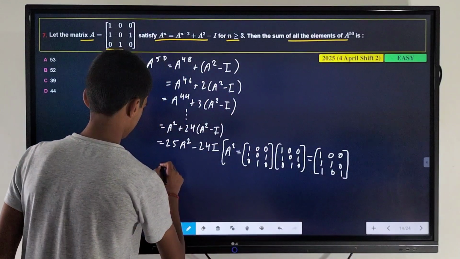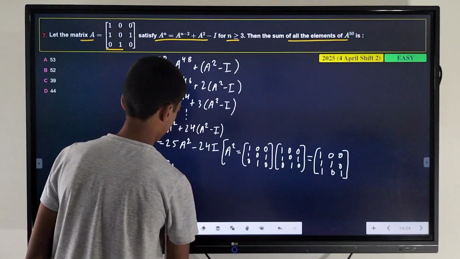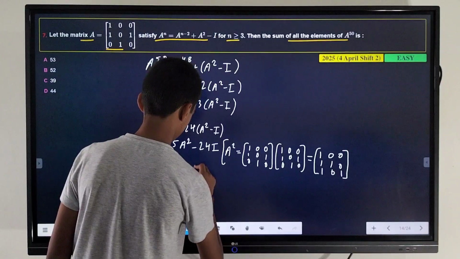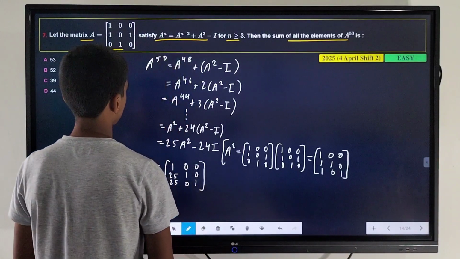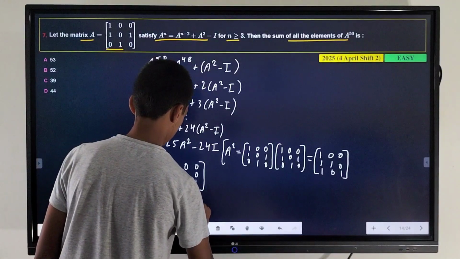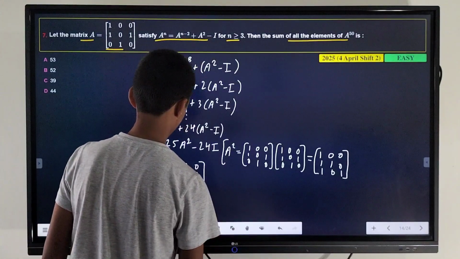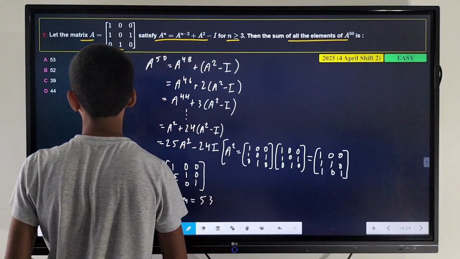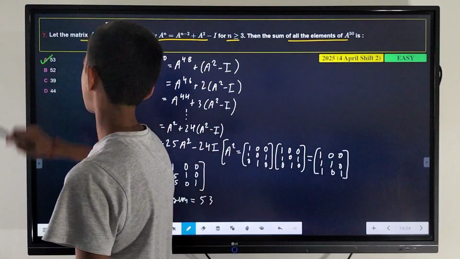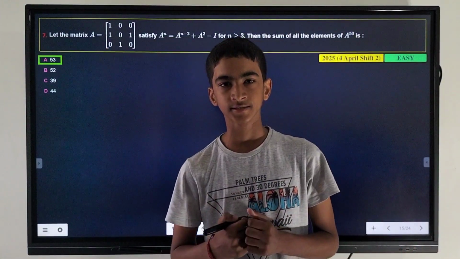So from here this is equal to 125, 25, 1, 1 and 0, 0, 0, 0. So from here our required sum is equal to 21 plus 1 plus 1 plus 25 plus 25. This is equal to 53. So our answer is equal to option A. And here is our solution, and we can see that our answer is correct.